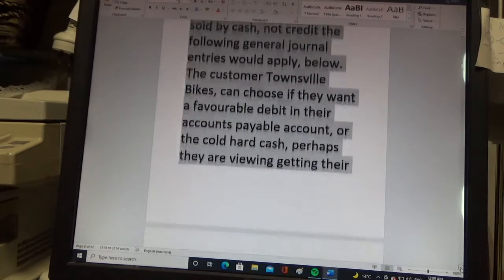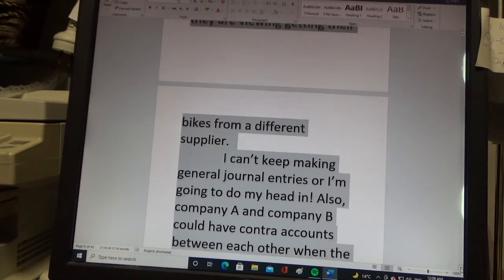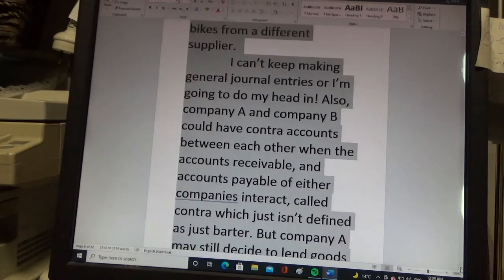Perhaps they are viewing getting a bike from a different supplier, going long term and getting away from Gamma Bikes a bit, so they just want the cash and continue with their business. I can't keep making general journal entries or I'm going to do my head in.